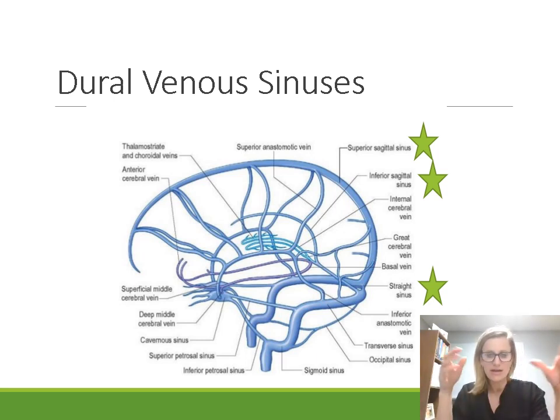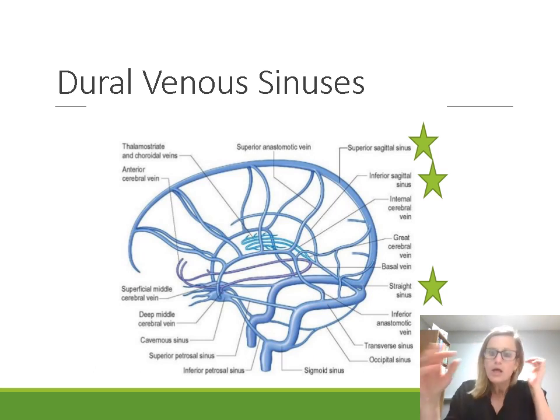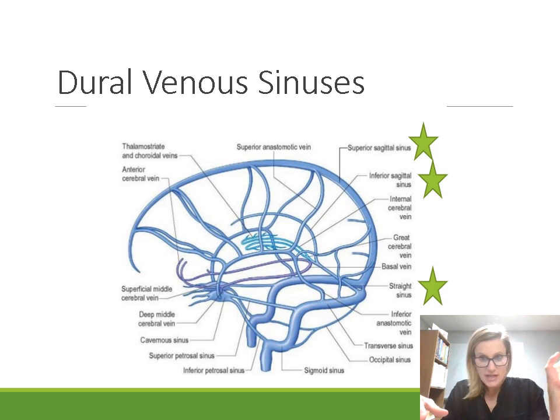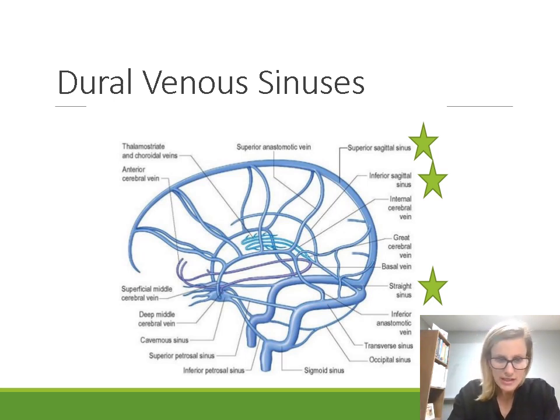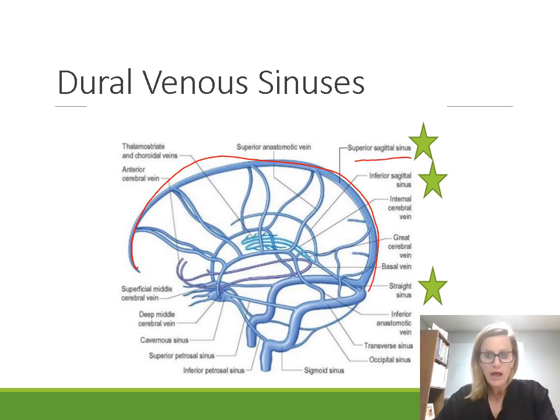It's the same picture on every slide, but I highlight different ones on each slide so that it's easier to look at them instead of looking at all of them at once. On this slide, we'll look at the superior sagittal sinus, the inferior sagittal sinus, and the straight sinus. I have them starred. The superior sagittal sinus is the largest of the dural venous sinuses. It goes all the way like this.